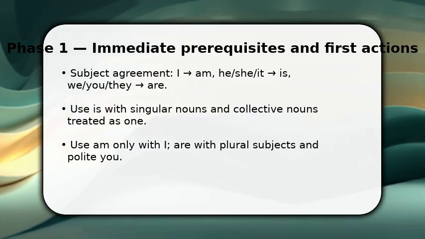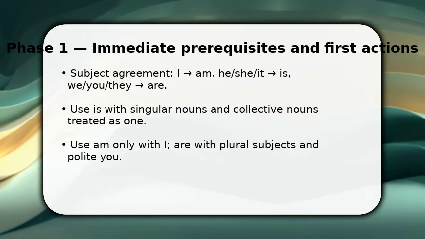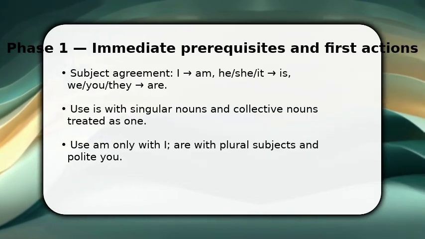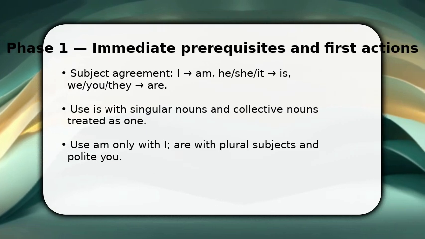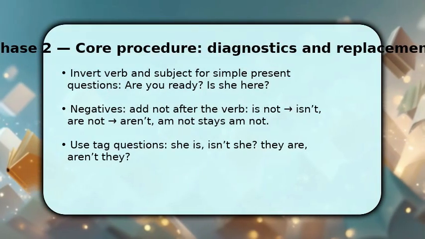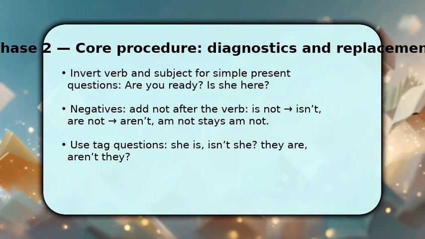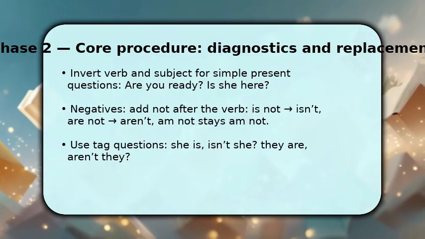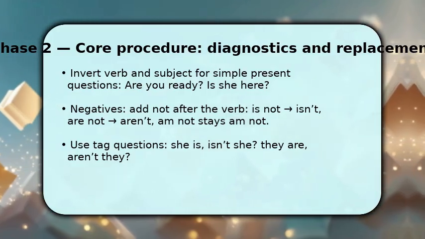Once done, say the sentence aloud to check agreement. Contractions like I'm, he's, they're follow the same matching rule. Now form questions and negatives: change order to make questions, and add not to make negatives. For example, invert: are they coming? Is he on time? That inversion signals a question instantly.